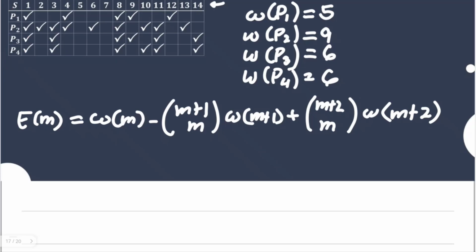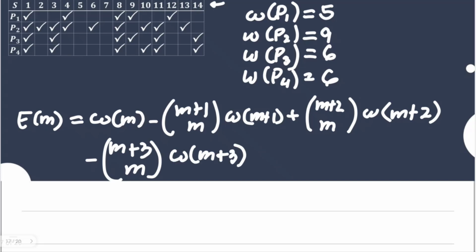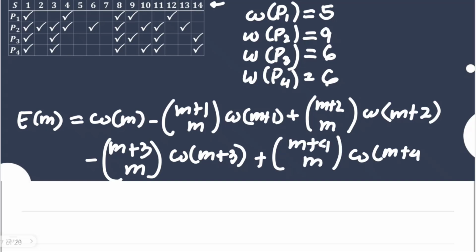So let's continue with the expansion of this formula. Alternating minus, you have M plus 3 combination M, and omega of M plus 3. Because we may start at 0, so M is 0, you have here plus M plus 4 combination M, omega of M plus 4. Hence, we just have this result first if we have the omegas for 1, but we have M plus 1, M plus 2, M plus 4 here, so we need the rest.